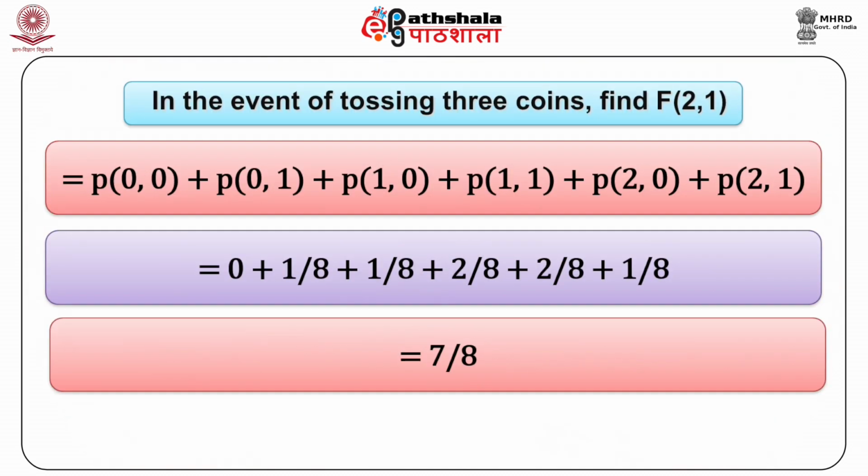Example: in the event of tossing three coins, find F(2,1). From the formula of the distribution function, we have F(2,1) is equal to the probability that 2 is greater than or equal to x and 1 is greater than or equal to y. This is given by p(0,0) plus p(0,1) plus p(1,0) plus p(1,1) plus p(2,0) plus p(2,1), which is equal to 0 plus 1 over 8 plus 1 over 8 plus 2 over 8 plus 2 over 8 plus 1 by 8, which is equal to 7 by 8.